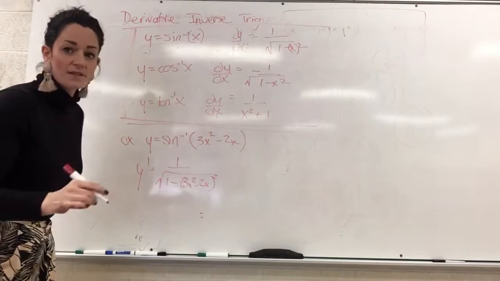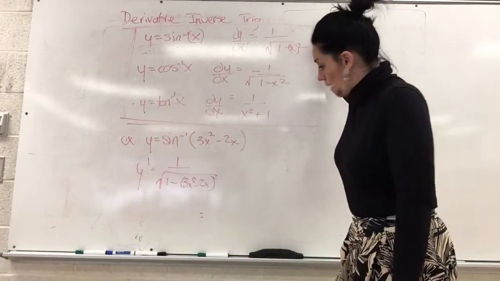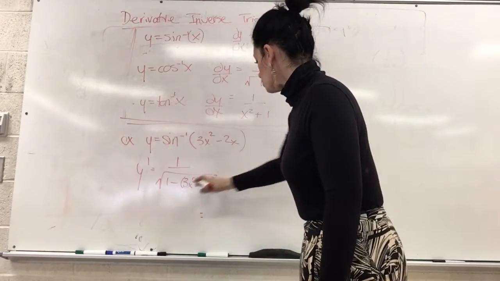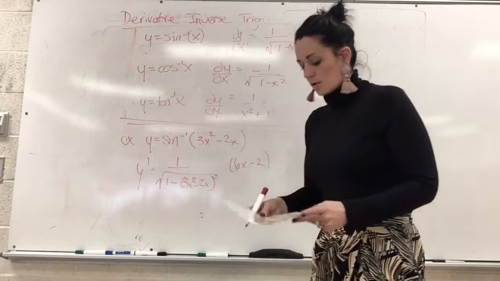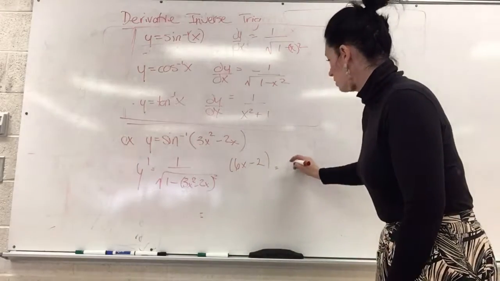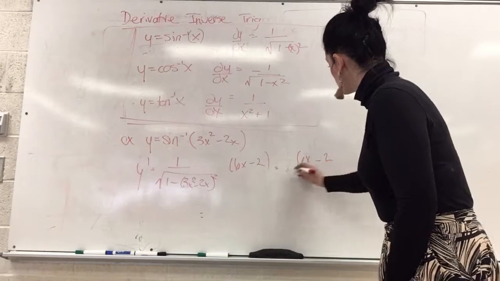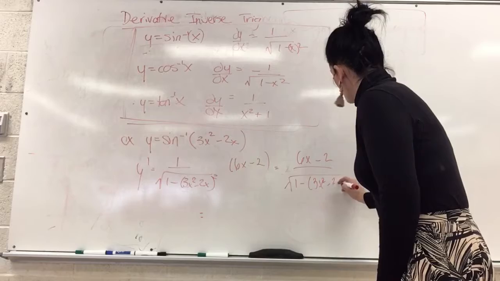Multiplied by the derivative of the angle. We didn't do that up here because the derivative of the angle is just 1. So we did it, but we just didn't have to really write it. So then I have to multiply by the derivative of the angle, so 6x minus 2. So the derivative of inverse sine of this angle is 6x minus 2 all over the square root of 1 minus 3x squared minus 2x.